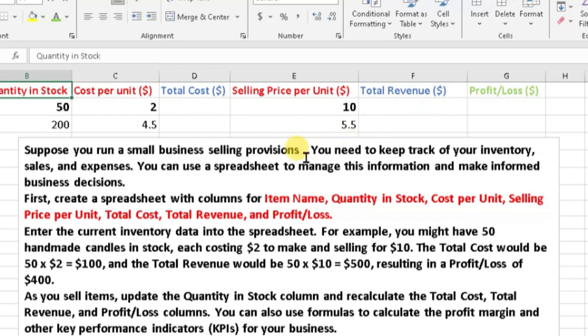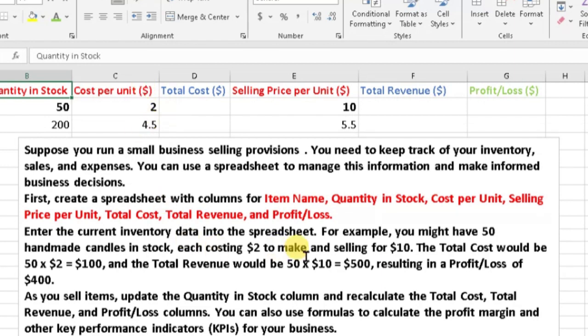Now you type in the data you want to put currently. For example, you might have 50 handmade candles in stock. So you type in the 50 candles in the stock place, and the cost per unit is $2. So you have put the currency at the top here to mean that every value you put inside here is in dollars. So you make sure you put the currency correctly there.